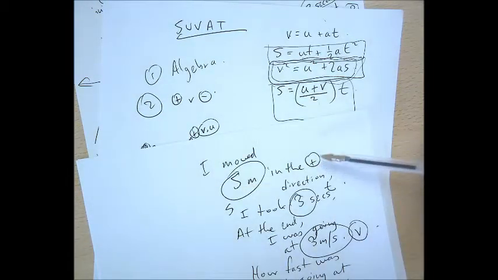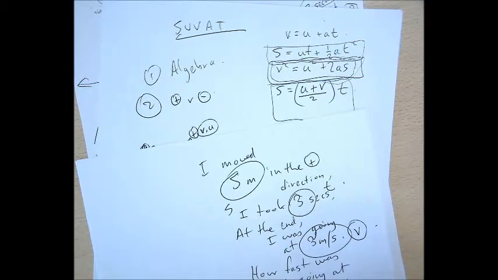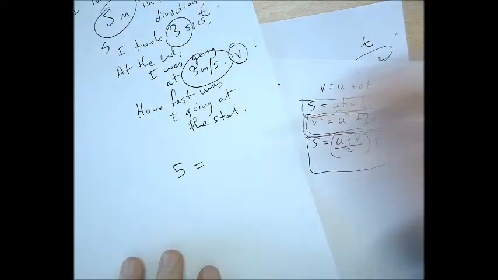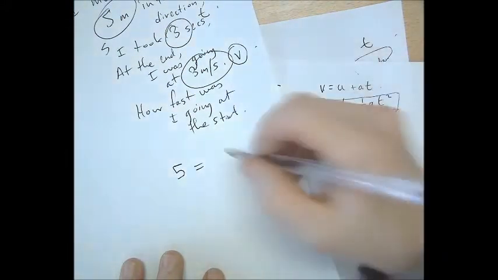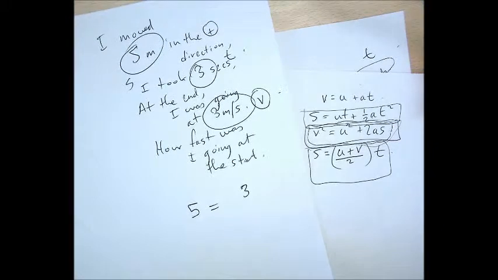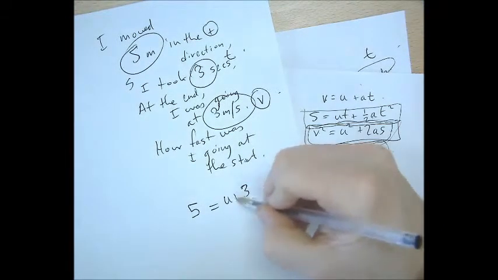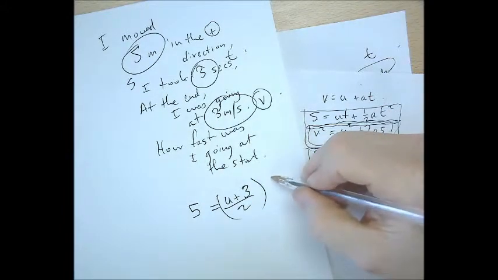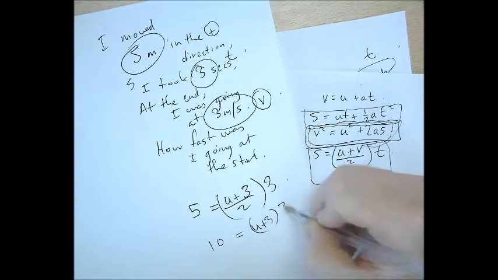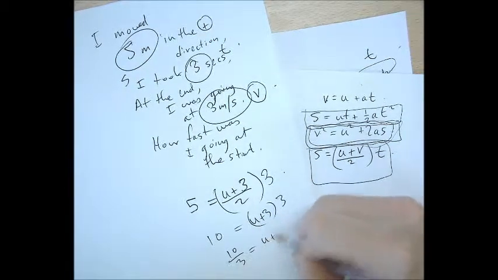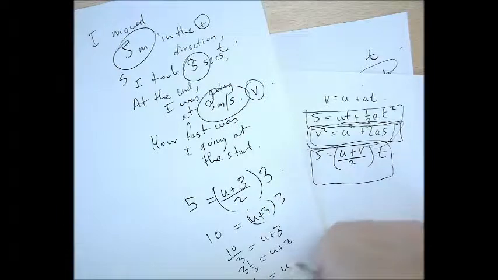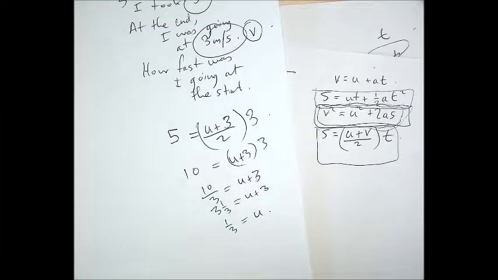You move 5 meters in the positive direction, so your displacement is 5. I told you how fast I was going at the end, it's 3. It must be 3 because it says I'm going in the positive direction. I don't know the u, and I told you that I took 3 seconds. You solve that and you're sweet. So it's 10 equals u plus 3, 3. 10 over 3 equals u plus 3. 3 and a third equals u plus 3. So u equals a third. Now, does anyone want to ask any questions about that?